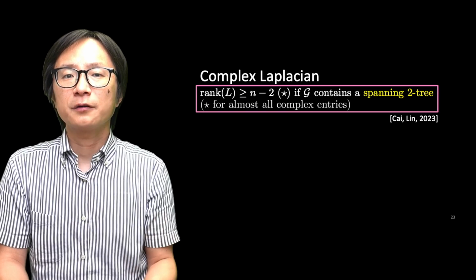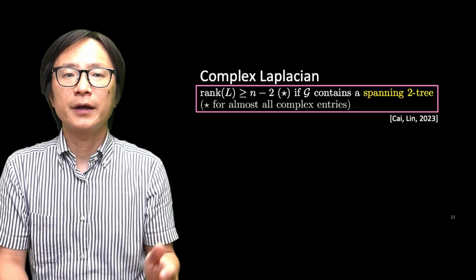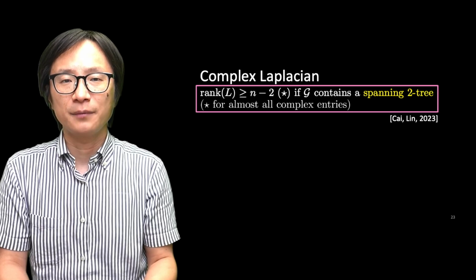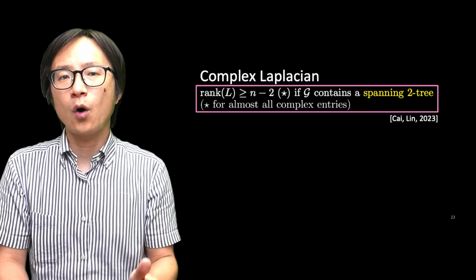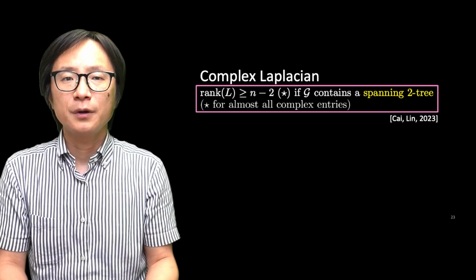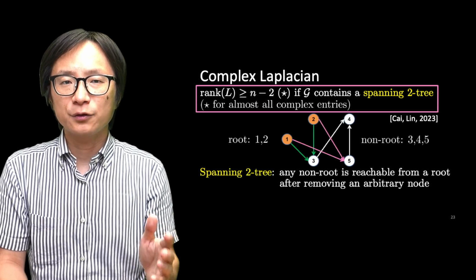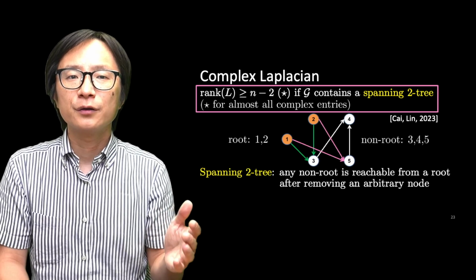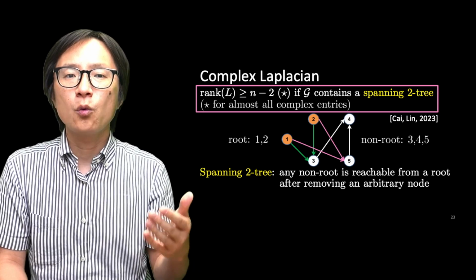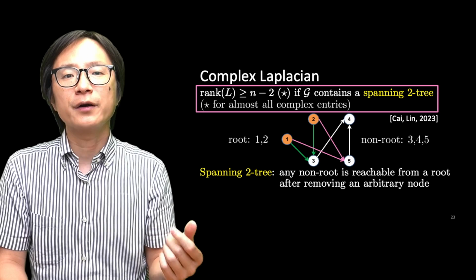Here is a key result that relates the rank of complex Laplacian to a graphical condition, just like the one we had for standard Laplacian. But here the rank is not an equality condition, it is a lower bound of n-2 if the graph contains a spanning 2-tree. A spanning 2-tree is a subgraph with 2 roots, and all the other nodes can still be reachable from one of the 2 roots, even if we remove an arbitrary node in the graph.